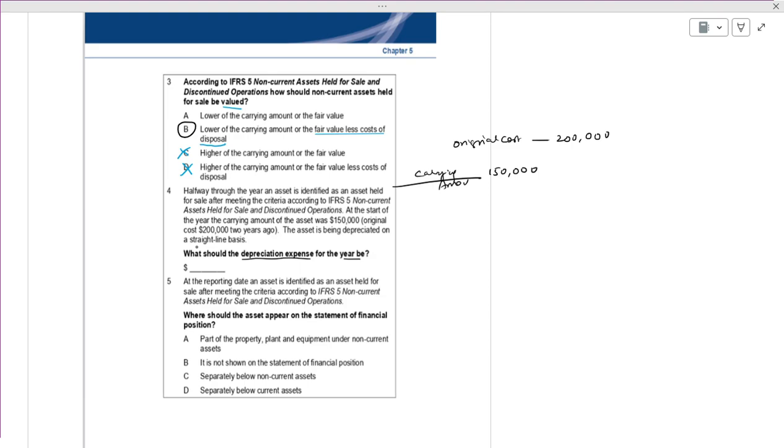How much is the depreciation? Very interesting question. Anybody can tell. Thinking question. Anybody, I will appreciate.